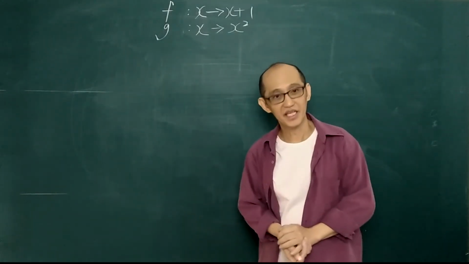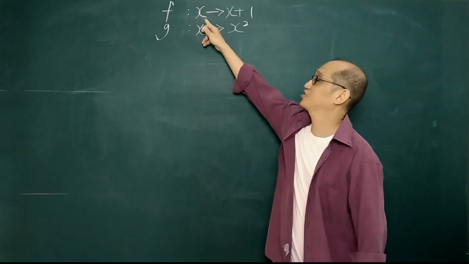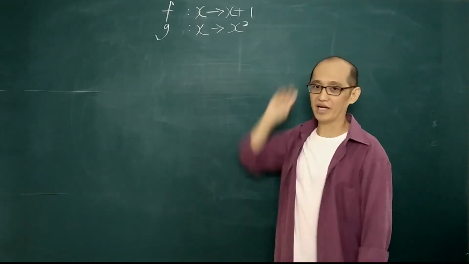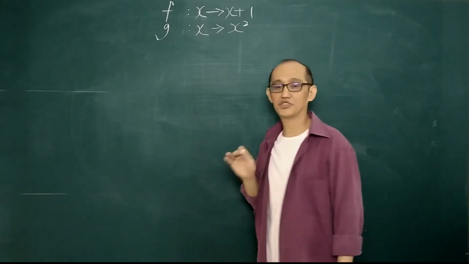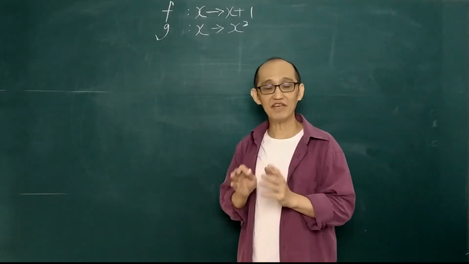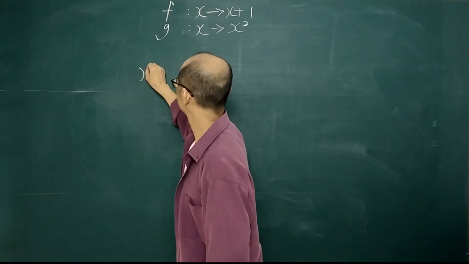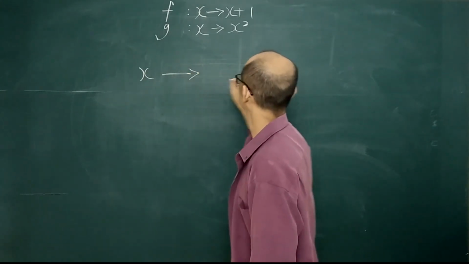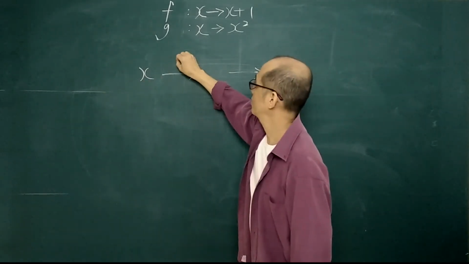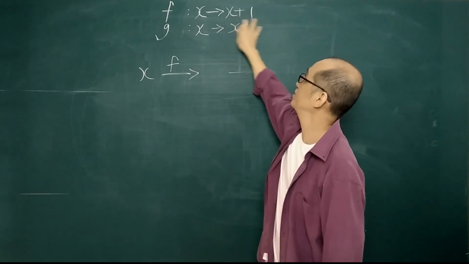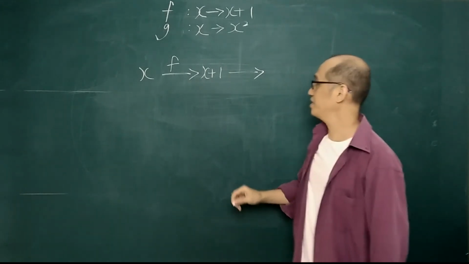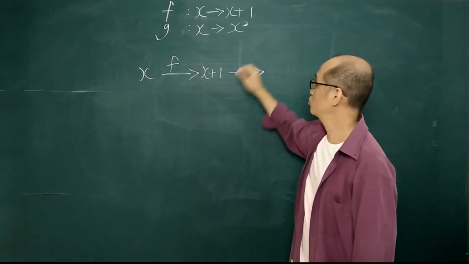Let's look at another one. Here, function f maps x to x plus 1. Function g maps x to x squared. Now here, we want to let object x go through 2 functions, function f and function g. Right, object x goes through function f, and the image is x plus 1. And then this x plus 1 will go through function g.